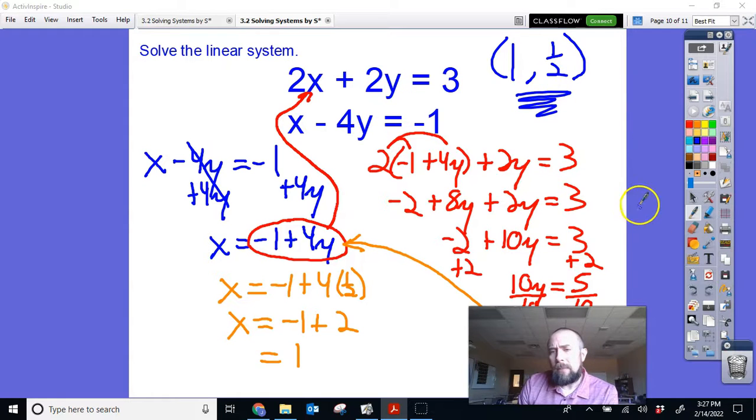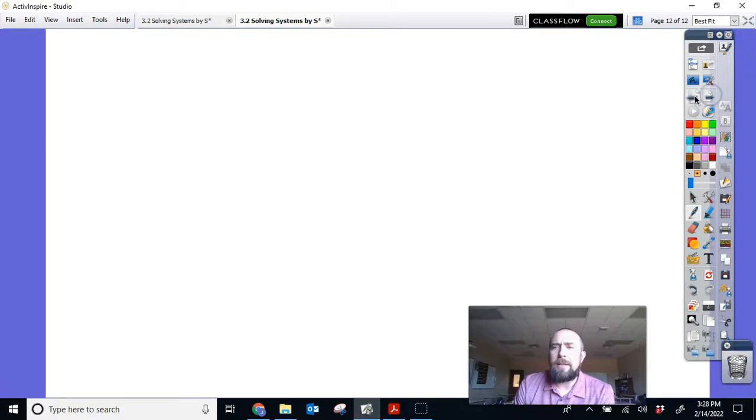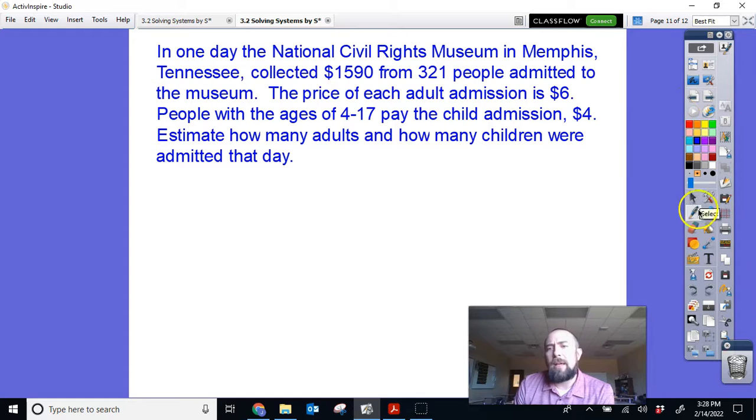All right, so let's see if we can do one more. This time, Mr. Harrison is going to pick up the pace a bit. Yeah, let's do this one. Let's look at the Civil Rights Museum example, a little word problem. I'll help you get the equations. Like I said, I'm going to pick up the pace a little bit, and then I'm going to show you one of those weird kind of answers like no solution.